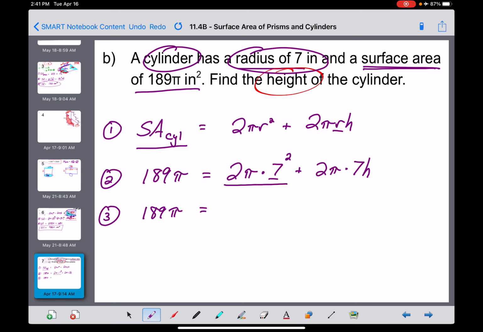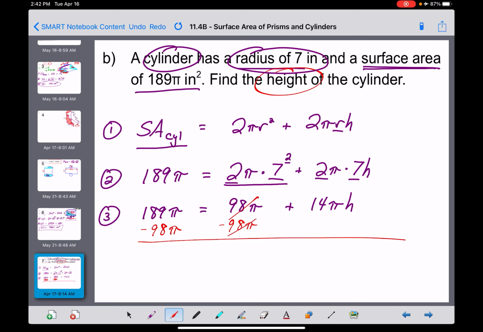Let's clean this up. 7 squared is 49. 49 times 2 is 98 pi. Plus 2 times 7 is going to make a 14 pi, and that's still getting multiplied by h. Now I'm trying to isolate the h here, so the first thing I would do is subtract 98 pi from both sides. Okay, these terms are going to cancel out, and 189 minus 98 should leave us, if I'm not mistaken here, with a 91 pi, and that should equal 14 pi times h.